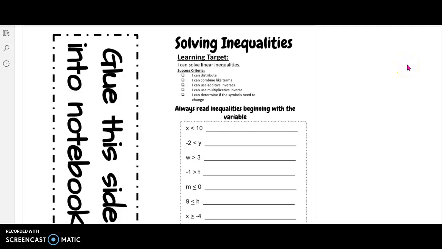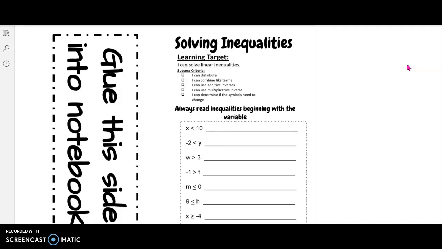Hi everyone. Today you're going to be looking at lesson 1.4 for solving inequalities. Our learning target today is that I can solve linear inequalities. Very similar to solving equations, but we don't have an equal sign. We have an inequality sign, so it is a little bit different.